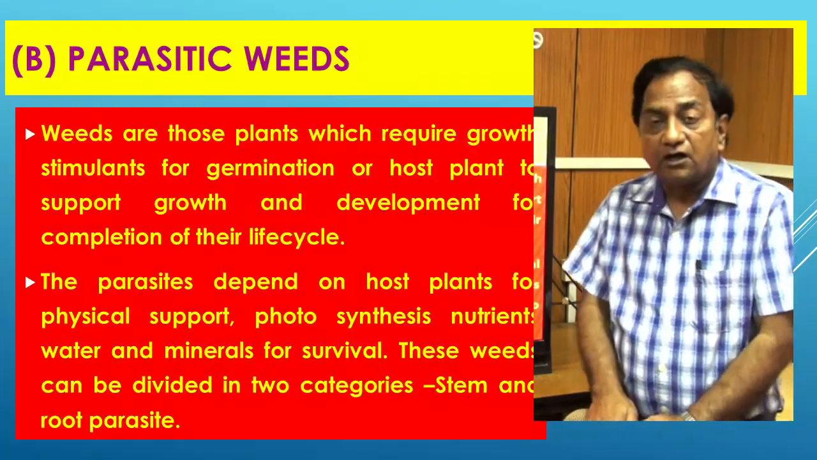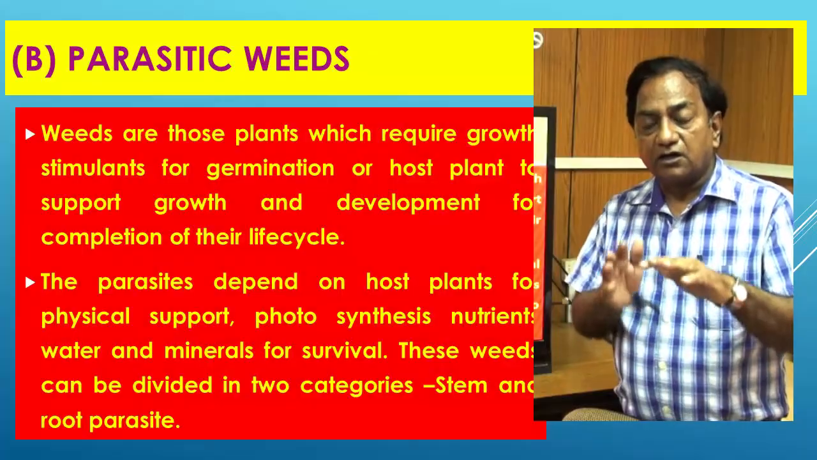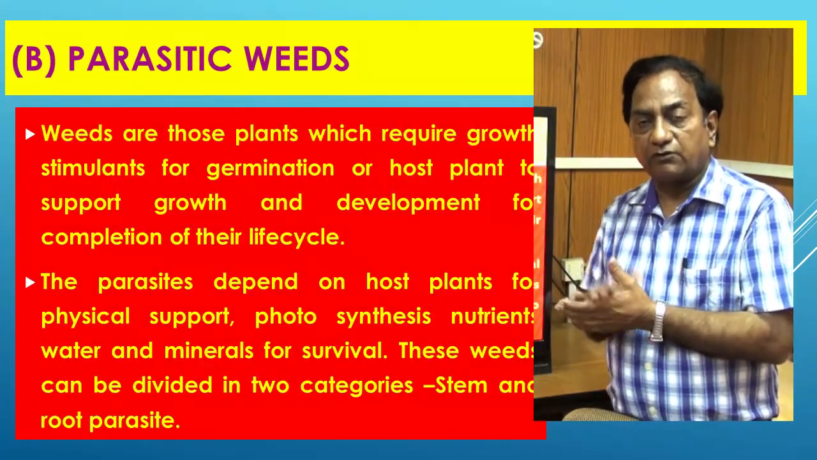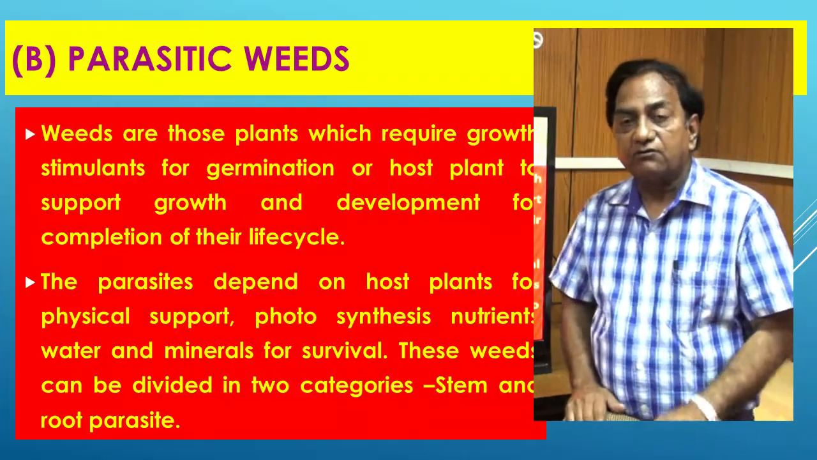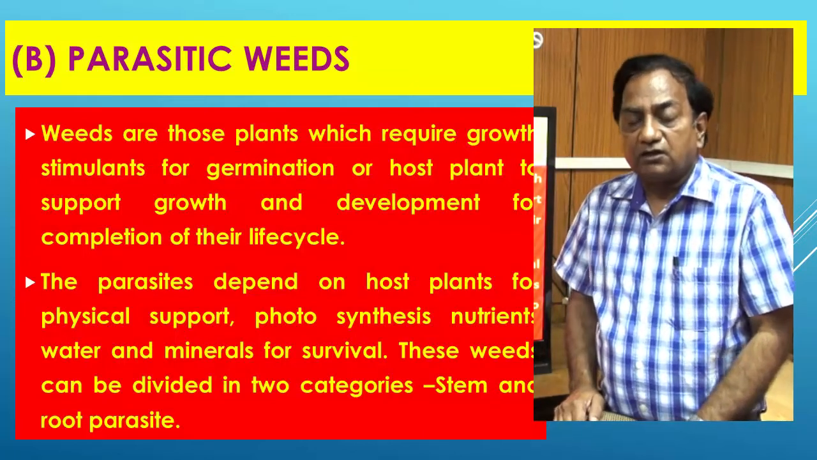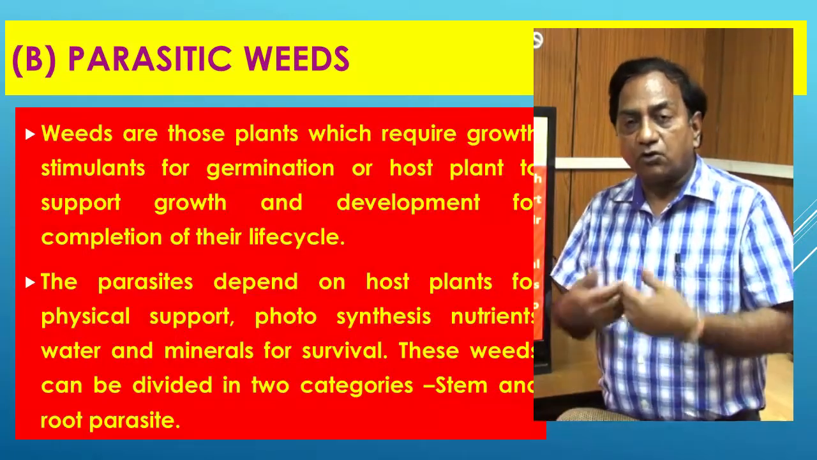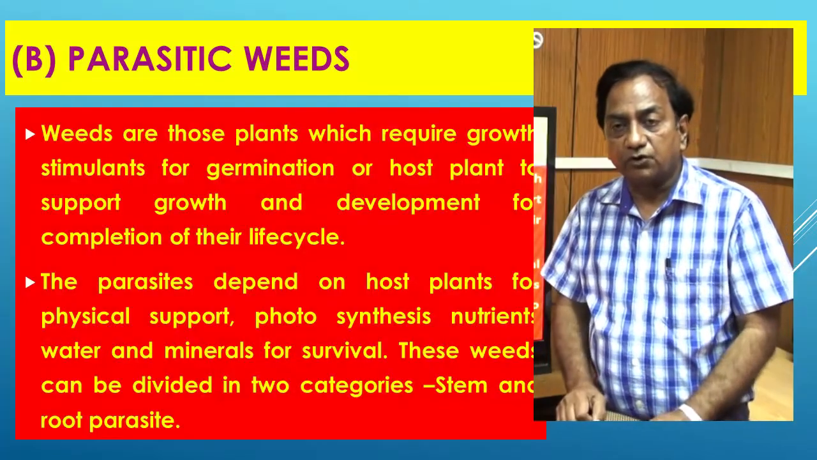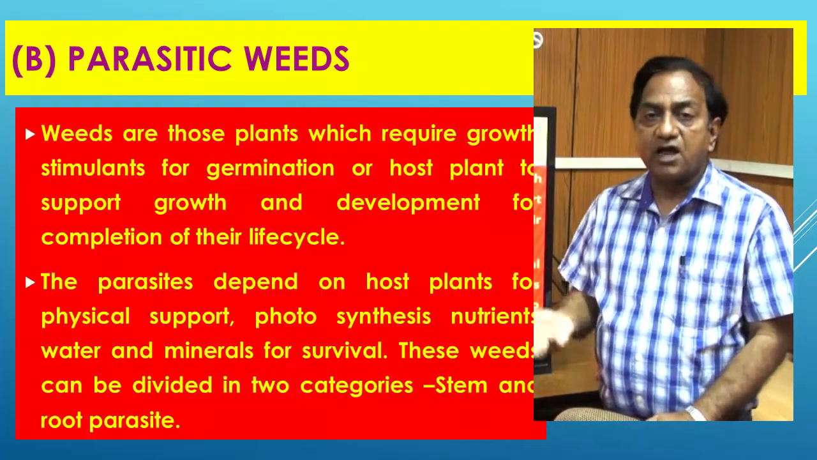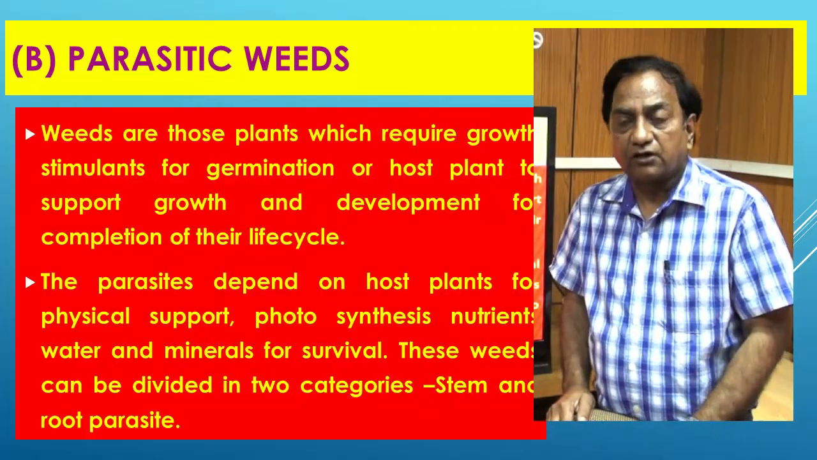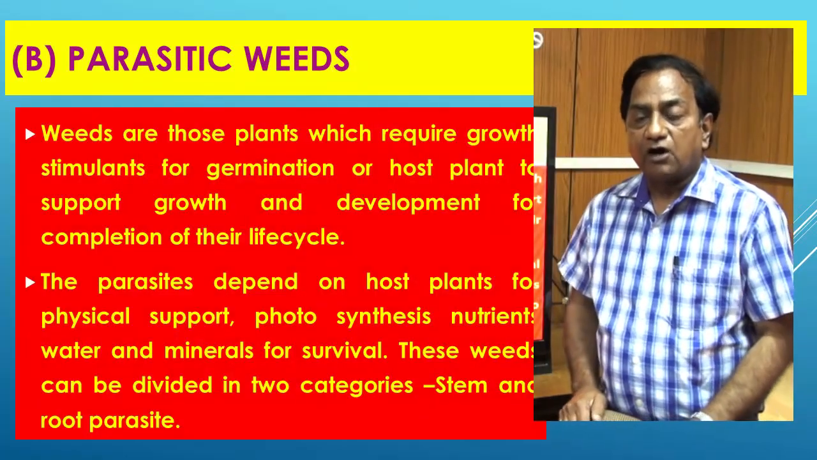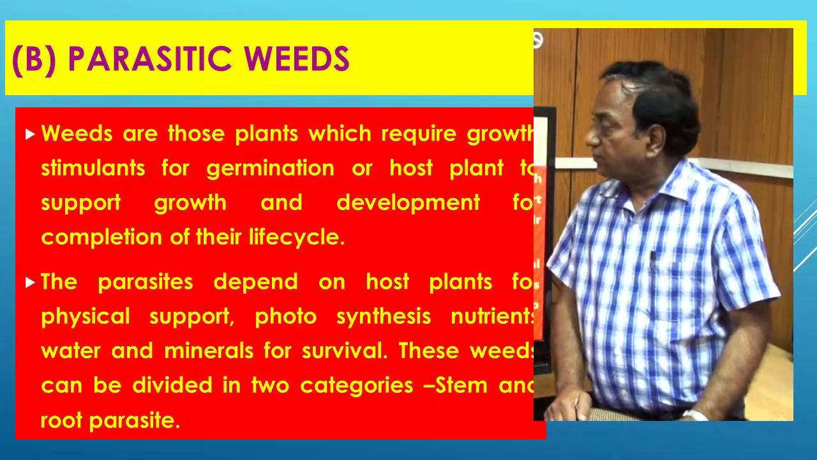Now parasitic weeds. Of course, we have been studying the weeds which are found in cropland. We have studied the aquatic weeds, but there are certain weeds which are parasitic in nature. That is, they utilize nutrients and moisture from the host plant. They extract nutrients from the host plant, and they can be controlled differently, unlike other common weeds of cropland. So we have to understand the biology of the parasitic weeds.